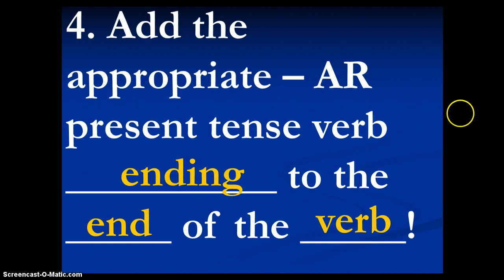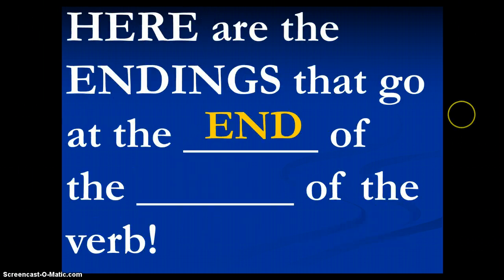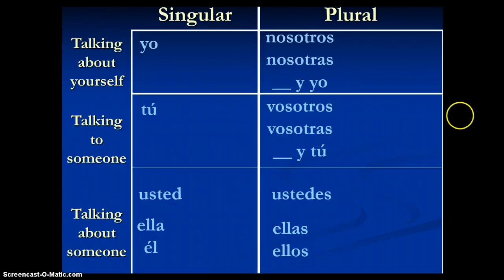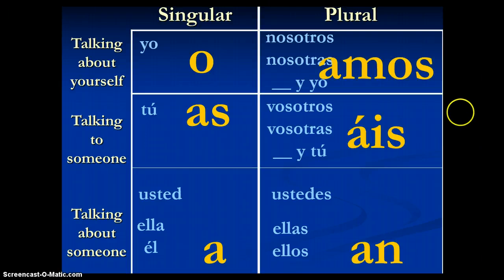Does that make sense? So here are the endings that go at the end of the stem of the AR verbs. And they are o, as, a, amos, and an. These ones are when you're talking about yourself. You've got singular if you're just talking about yourself, I. And then if you are plural, like my sister and I, 2 people talking about yourselves, amos. Then talking to someone, tú, and talking about someone. You all know that tú means you when you're talking to friends, and usted means you when you're talking to someone that you need to be respectful of.